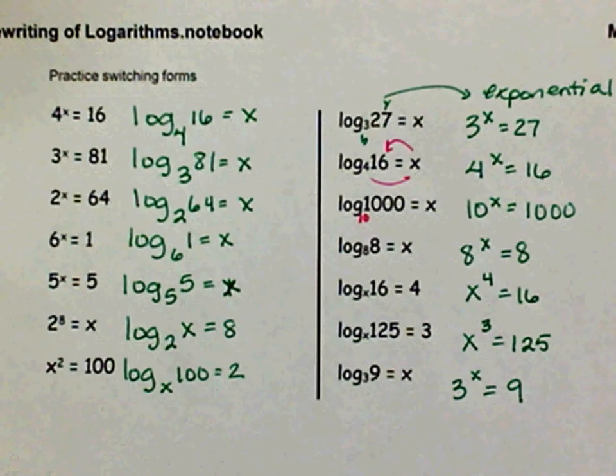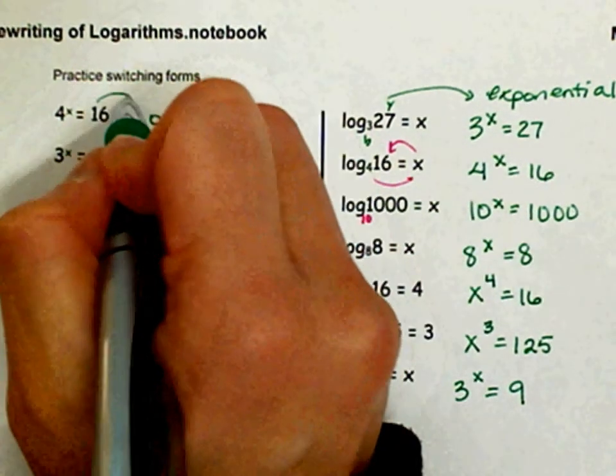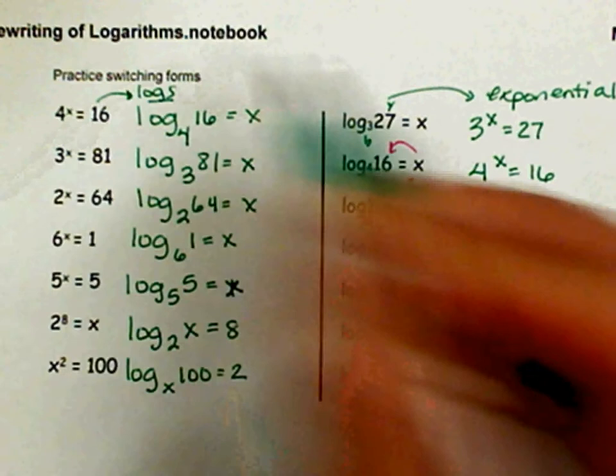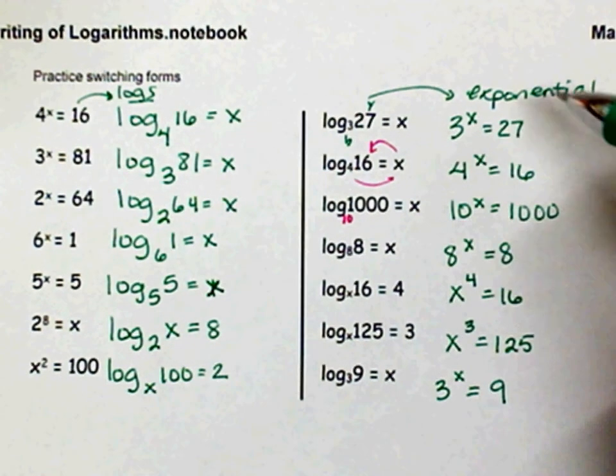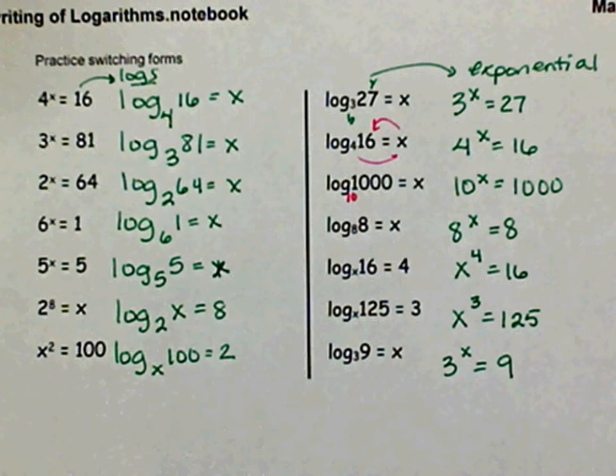So this one is an exponential, so you rewrite it in logs. This one is in log. The inverse of that is exponential. That is pretty much your 5.1 lesson.